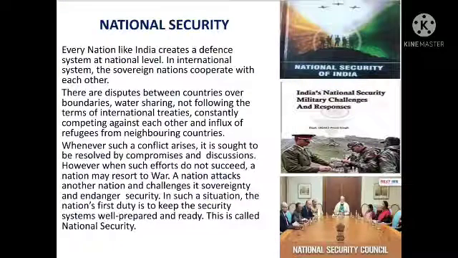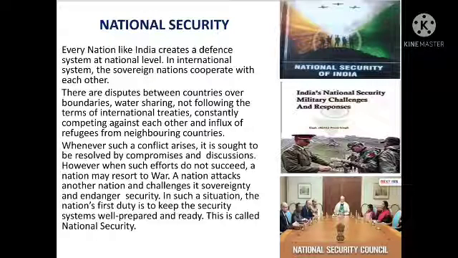Now, let's study what is national security. The international system is made up of sovereign nations. Even if they cooperate with each other, sometimes there are conflicts between these sovereign nations. There are disputes between the nations over boundaries, water sharing, not following the terms of international treaties, constantly competing against each other, and influx of refugees from neighboring countries. Whenever such a conflict arises, it is sought to be resolved by compromises and discussions.